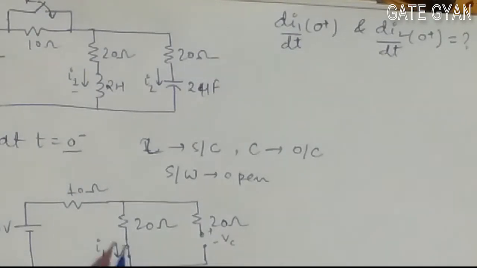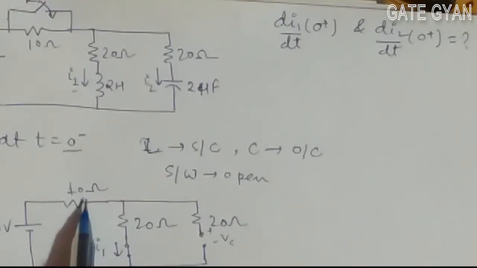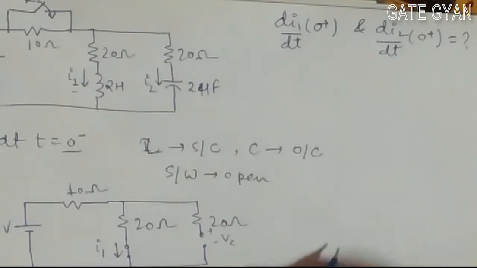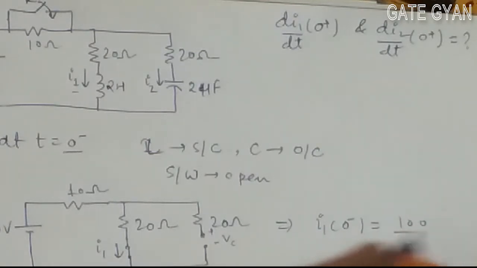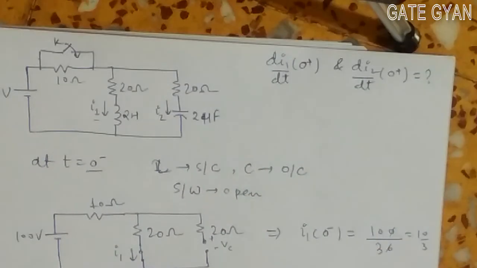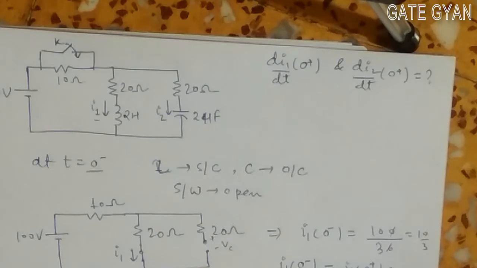So I will find my I1. I1 will be 100 upon 10 plus 20, that will become 30. So my I1 of 0 minus will be equal to 100 divided by 20 plus 10, that is 30. That will be 10 by 3. And for inductor at t is equal to 0 minus and at t is equal to 0 plus, current are same, so it will be 10 by 3.